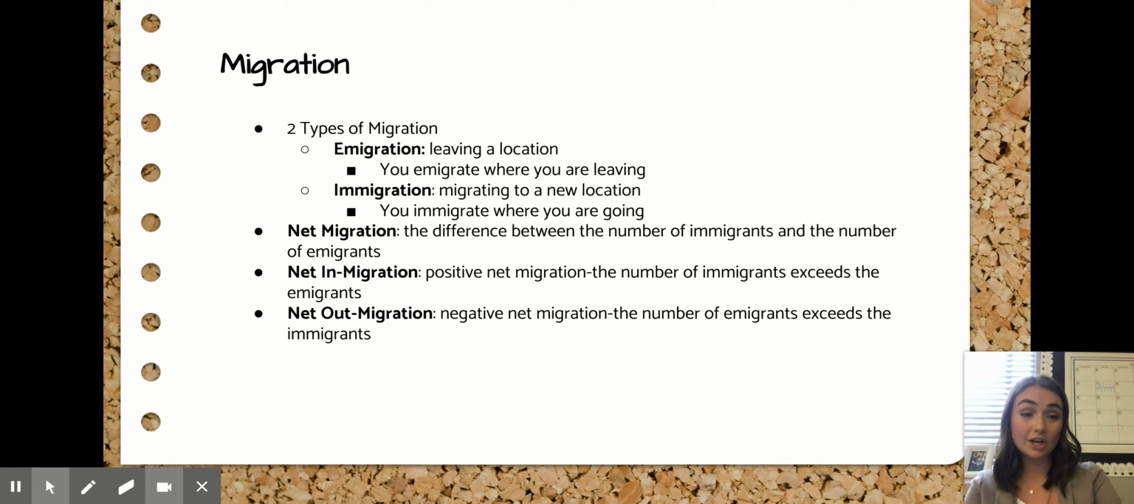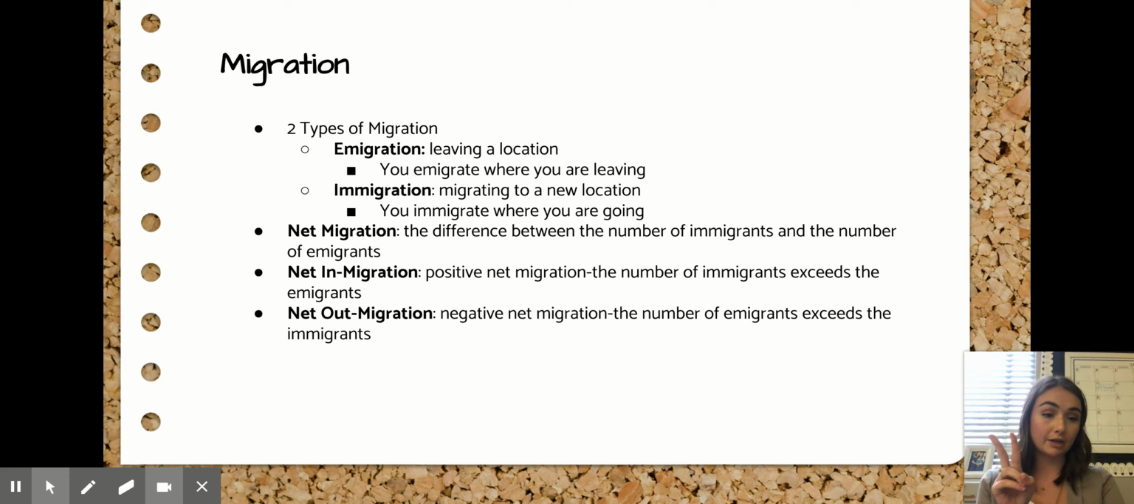The last thing we're going to talk about is, I lied, I don't think it's the last thing, but the next to last thing is migration. So we talked about how fertility influences population, and mortality. So births and deaths obviously change a place's population, but so does migration. So people moving there or people leaving there.